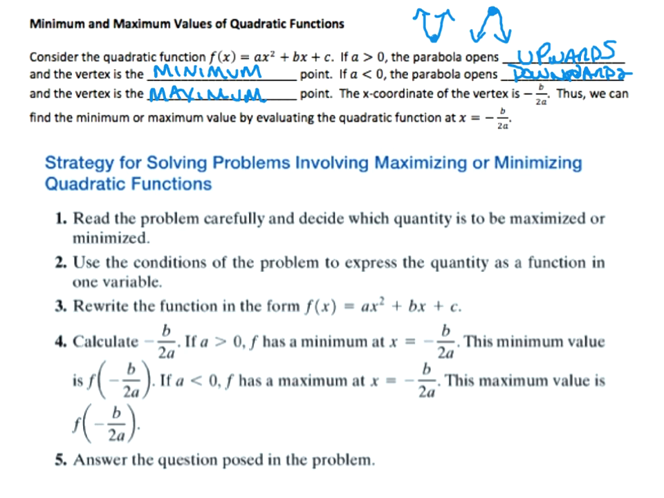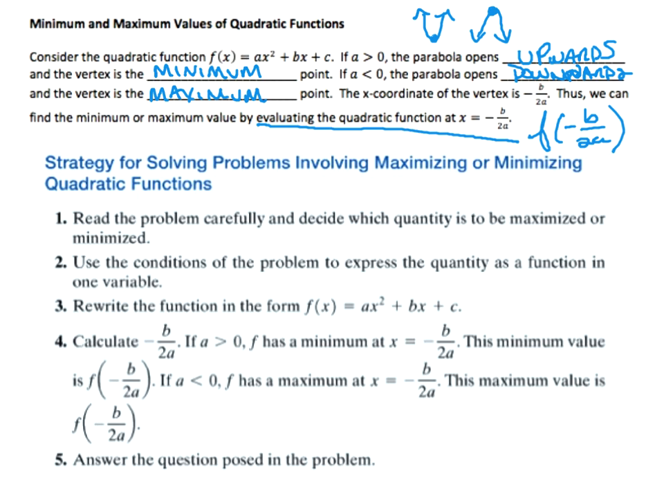Let me finish reading what it says here. The x-coordinate of the vertex is negative b over 2a. We already know that. Thus, we can find the minimum or maximum values by evaluating the quadratic function at, so plugging in, doing f of negative b over 2a. So finding that y value, that maximum or minimum value. Evaluating the quadratic function there means doing f of negative b over 2a.